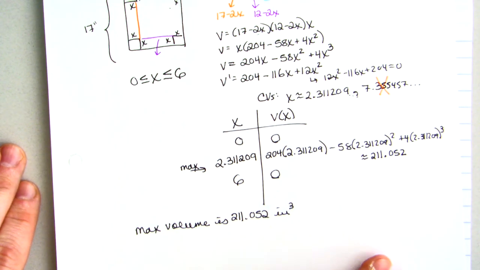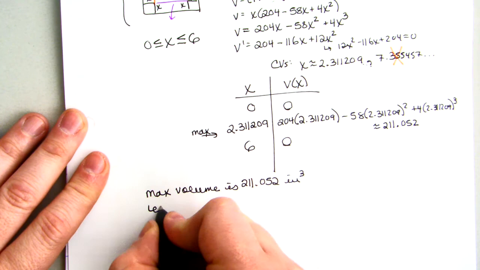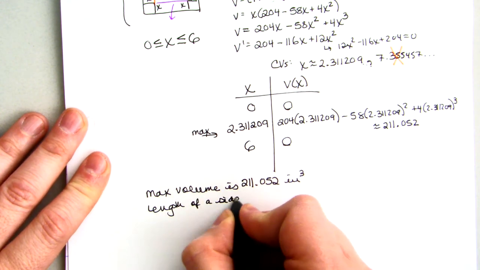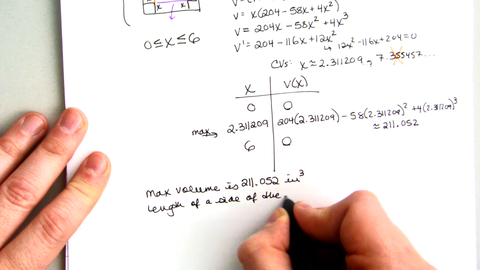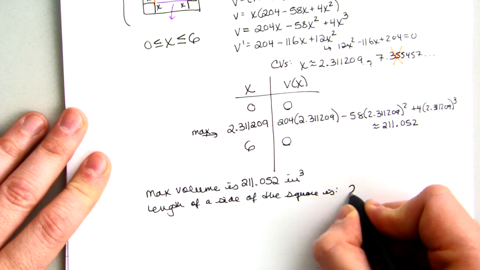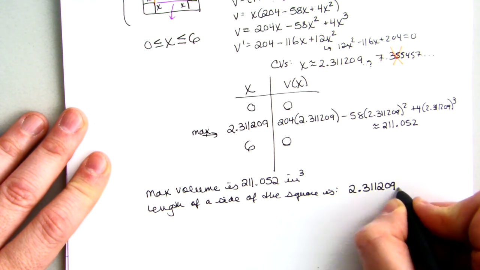There were other things I was asked, though. Find the length of a side of the square that's being cut out. Well, that's just x. Length of a side of the square is, I think that's 2.311209 inches.